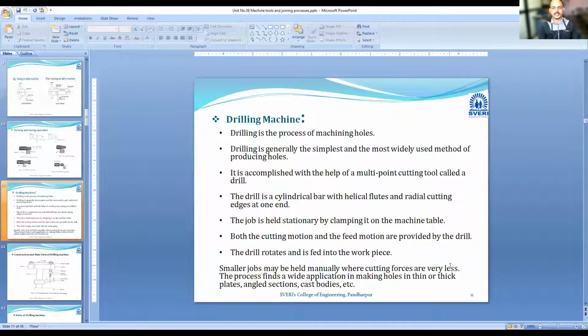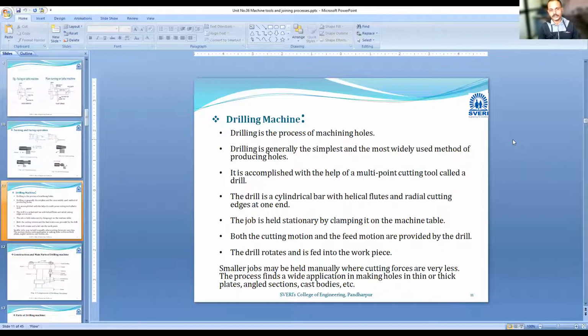So what is the purpose of drilling machine? To make holes. To create the holes. Correct. To produce the holes on the workpiece. Okay. So we can produce a hole anywhere, in metal, or if it is a wooden part. At that time we can perform these drilling operations.